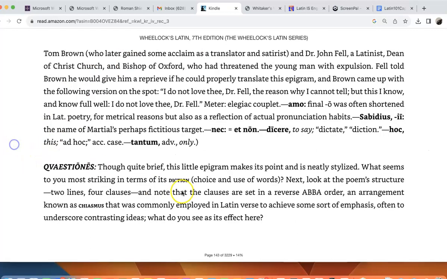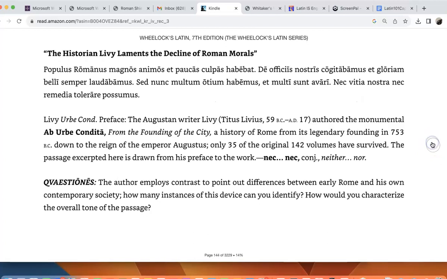Once again, you definitely want to take a look at this. This might help you with your short essay on the test. And then here they give you some other helpful information and translation.